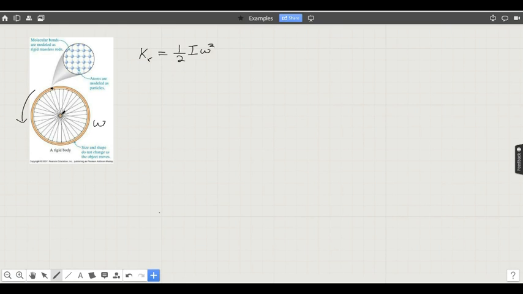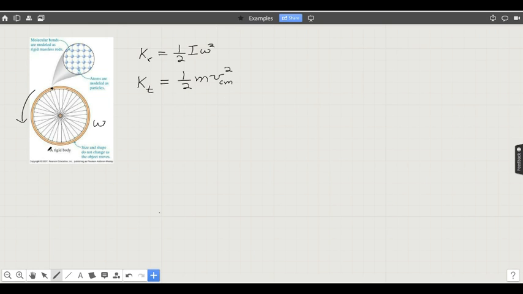Now, the wheel can also be moving along the ground. So let's say the wheel is on the ground and the bicycle is rolling across the ground. So the wheel's rotating while the bicycle and the wheel are moving. That gives us not only rotational kinetic energy, but what we call translational kinetic energy. And I'll just use a subscript T for the translational kinetic energy. And this is 1/2 the mass of the thing times the center of mass speed squared.